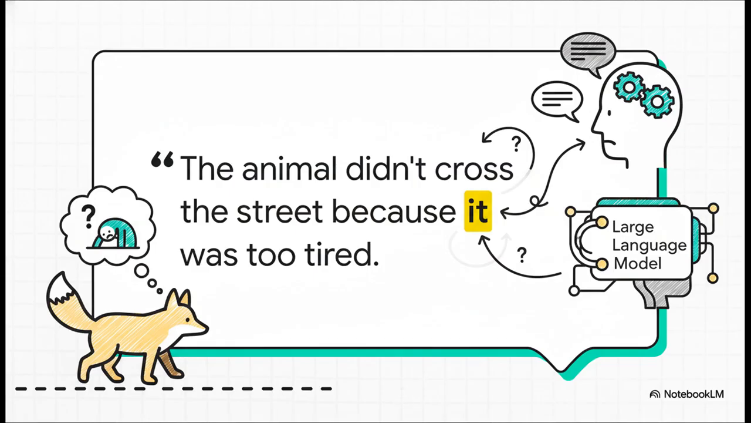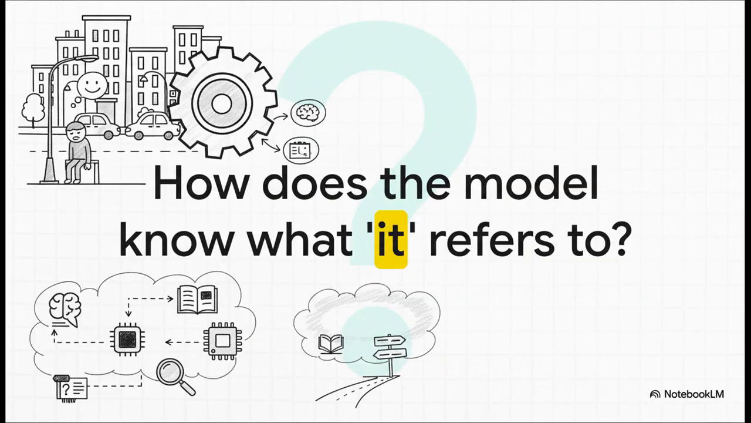We know instantly what's going on. But for a computer, this is a classic puzzle. So how does the model figure it out? How does it know that "it" refers to the animal and not the street? We know streets don't get tired, but that's common sense. How do you teach a machine common sense?